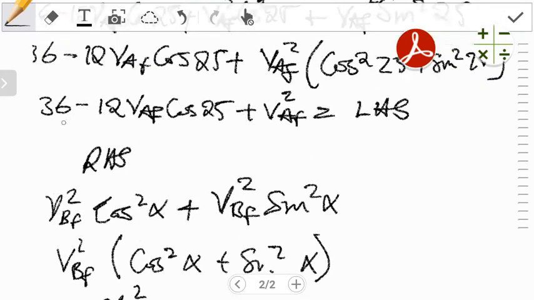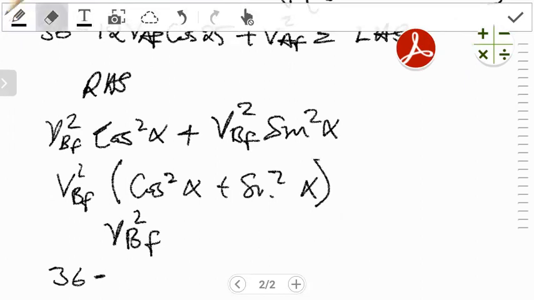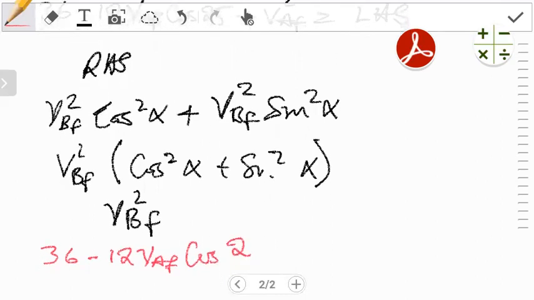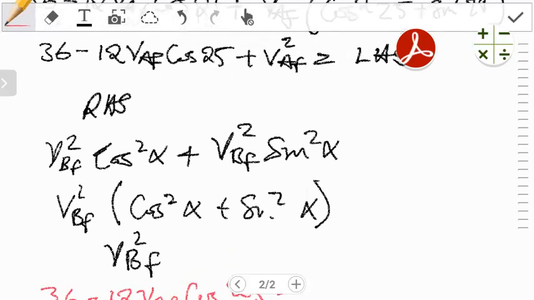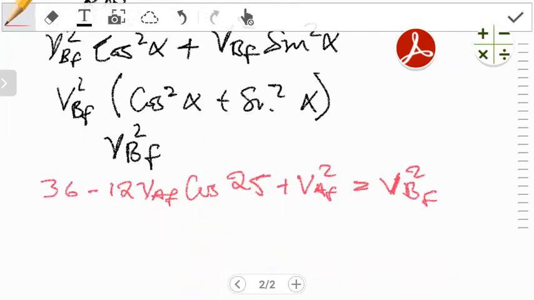So I'm just going to equate them again. Now we're going towards the end. So that's 36 minus 12 VA final cos 25 plus VA final squared is equal to VB final squared. Okay, so we've reached the stage. Let's call this our equation 6.